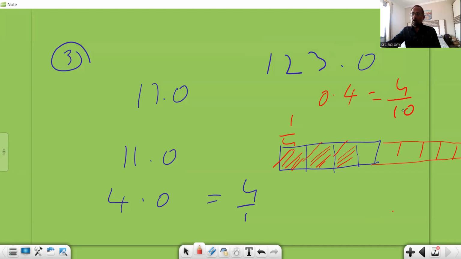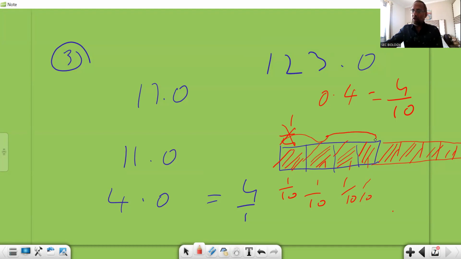Now here, not 1 by 4. This is 1 by 10. I am cutting this chocolate into 10 parts. Suppose 10 is there, 1 by 10. Again 1 by 10, again 1 by 10, again 1 by 10. See 1, 2, 3, 4. I can say 1 by 10 I am eating, again 1 by 10. This is 4 by 10. I cut the chocolate into 10 parts and I am eating 4 parts. That is 4 by 10.